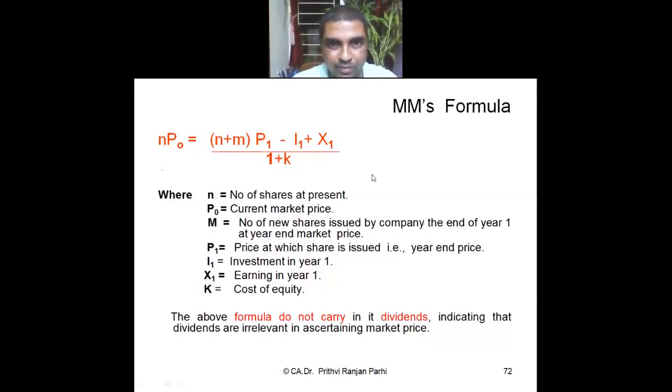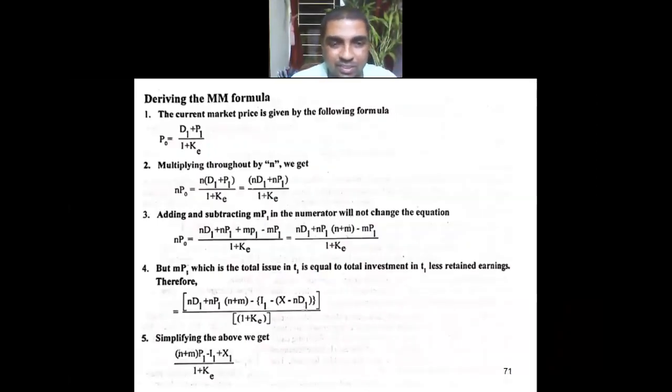You check it, go through this formula once again, go through all these derivations, and if you still have some doubt, then I will be explaining you.